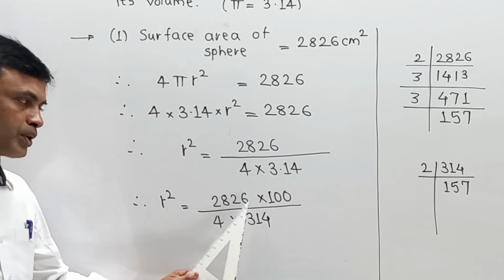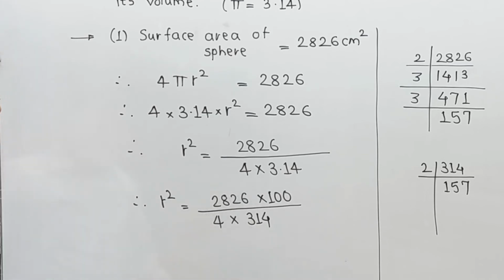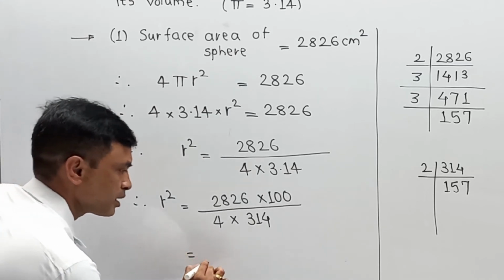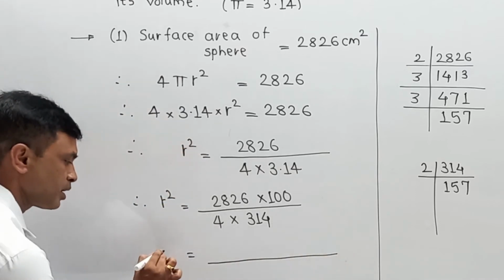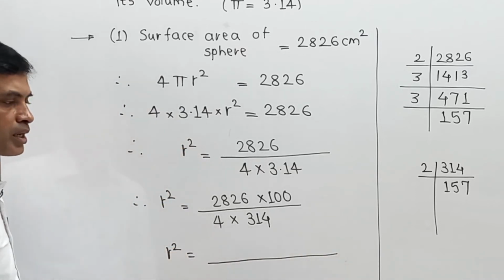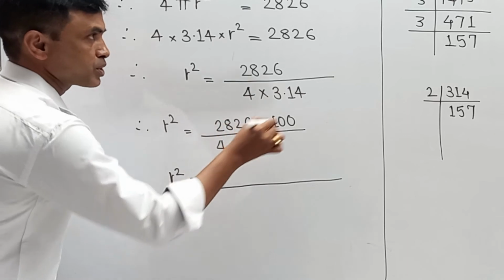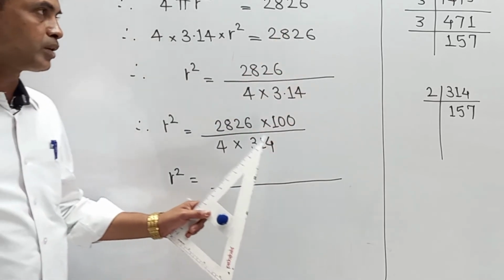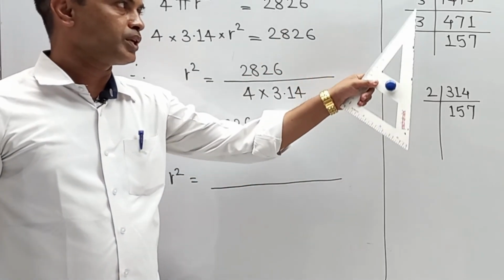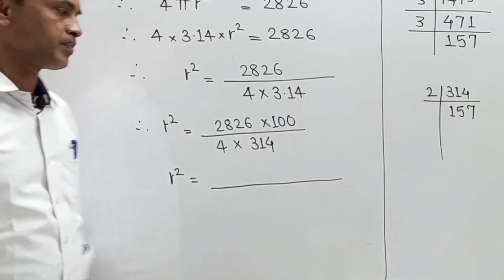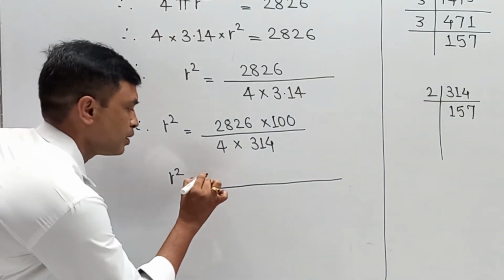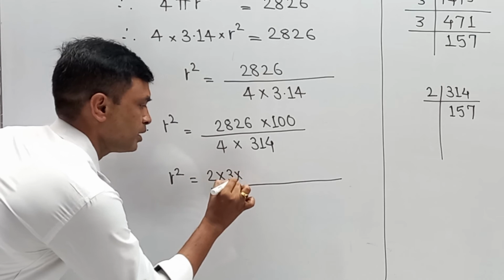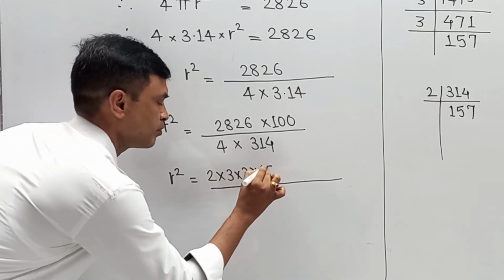Next, we are going to divide or split this number into some categories. Now what are those? Please pay attention. Again, value of r square. Here 2826, we know that 2826 can be written as 2 into 3 into 3 into 157. So I am writing 2 into 3 into 3 into 157.